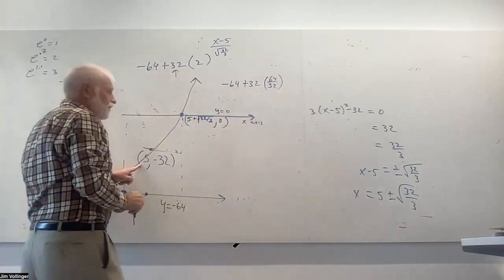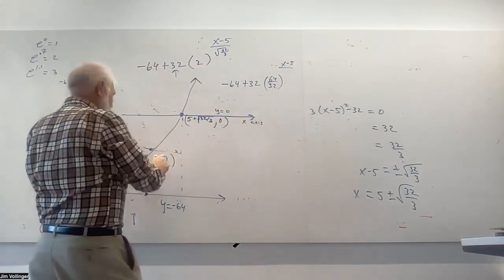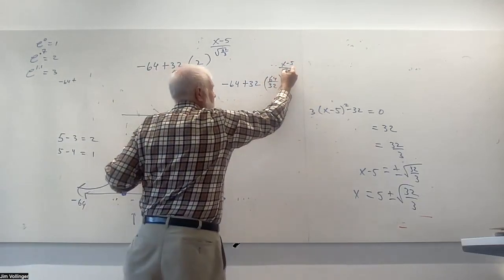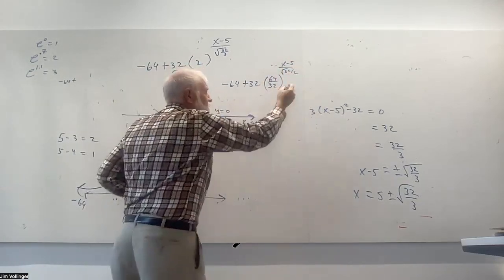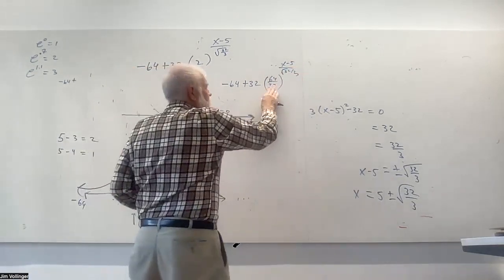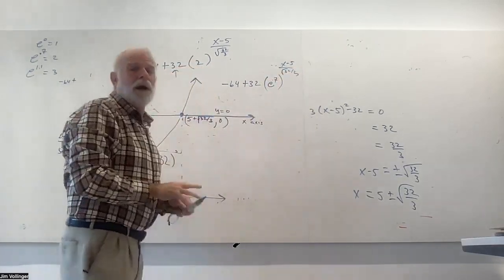And my first x is 5. So there's my x minus 5. And I'm changing by 5 to 5 plus root 32 over 3. And there's my root 32 over 3. And we're practicing that. Of course, we're going to turn this into E notation after. I'm going to show you why that's true. But, oh, I digress.